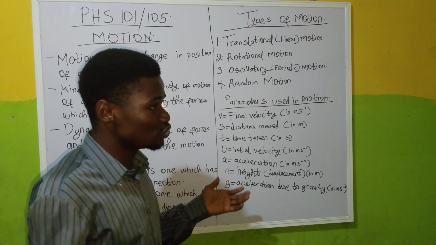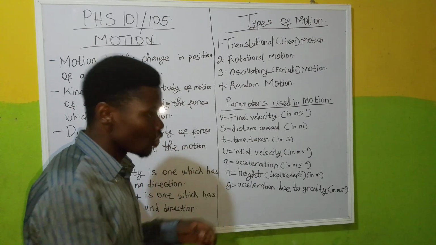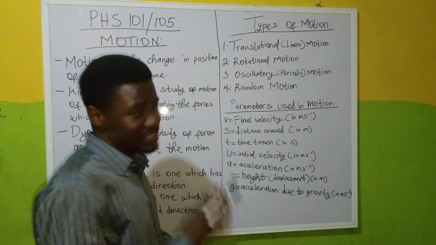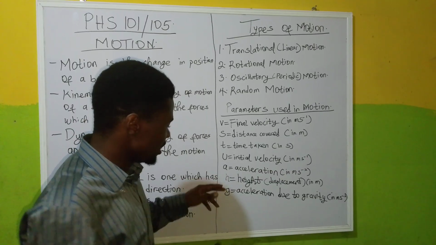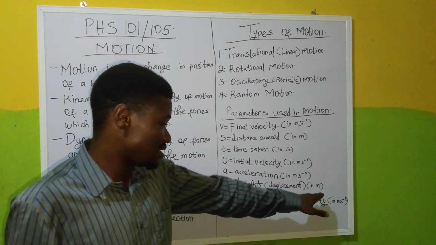And then we now have the height, or the displacement. Let's say for example you drop an object or you throw an object vertically upwards in the air. So the height or the displacement, h, its unit is meters.